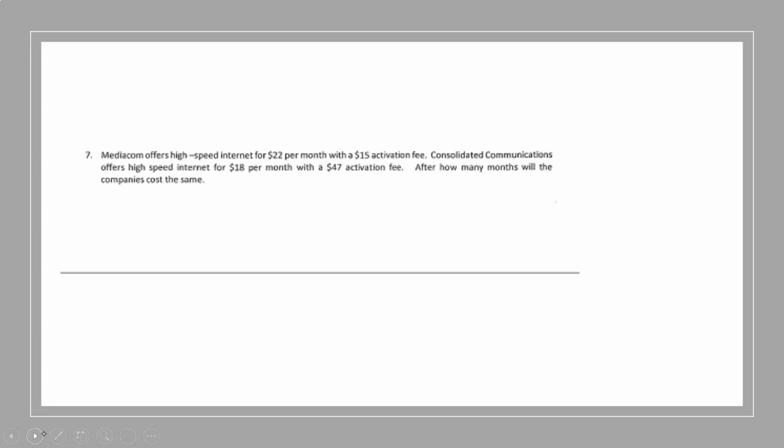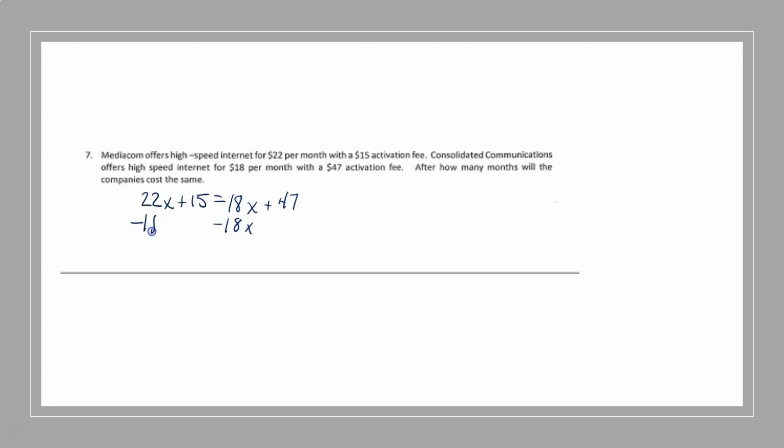Mediacom, I'm on number 7. Mediacom offers high-speed internet for $22 per month with a $15 activation fee. Consolidated Communications offers high-speed internet for $18 per month and a $47 activation fee. After how many months will the companies cost the same? So you set up an equation with Mediacom 22x plus 15 on one side and Consolidated Communications, which is 18x plus 47 on the other.